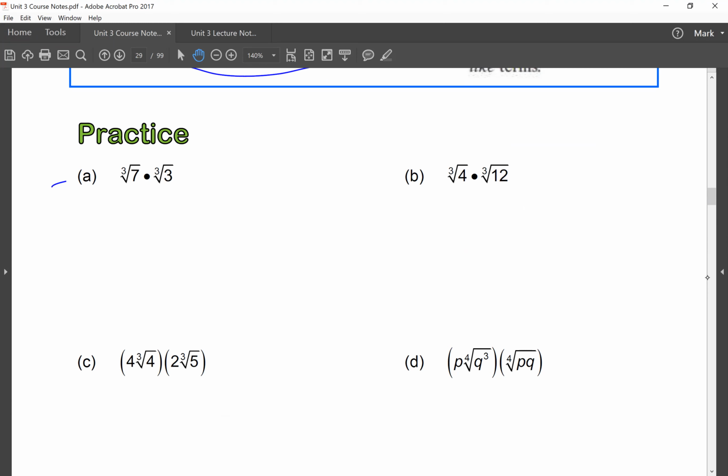What you do is multiply anything outside the radical with anything outside the radical, and anything inside the radical with anything inside the radical. So what this becomes is just the cube root of 21. And I don't think we can simplify that. So that's it, cube root 21, right? Sorry, if you're wondering where I got the 21, it's just 7 times 3.